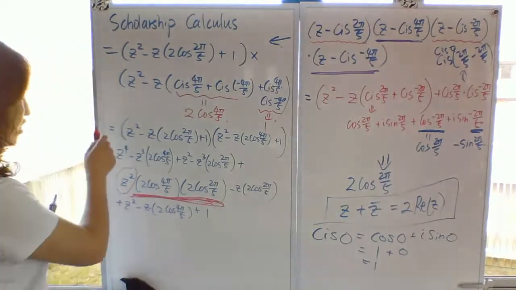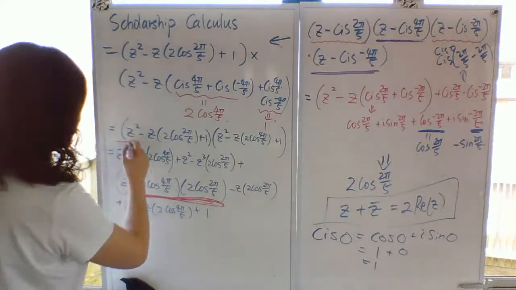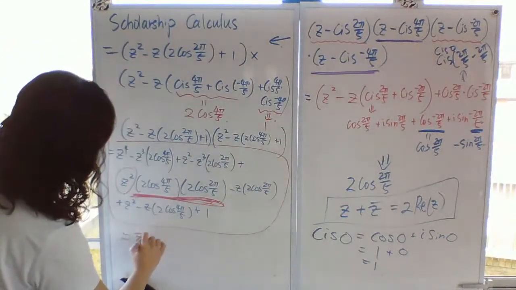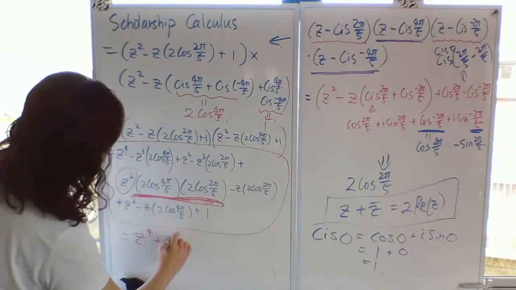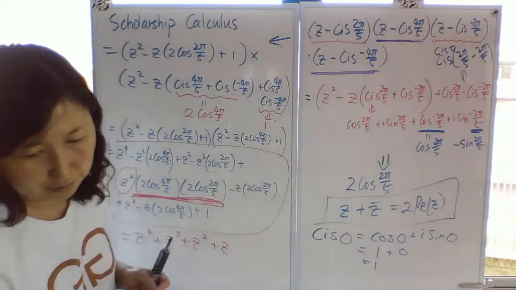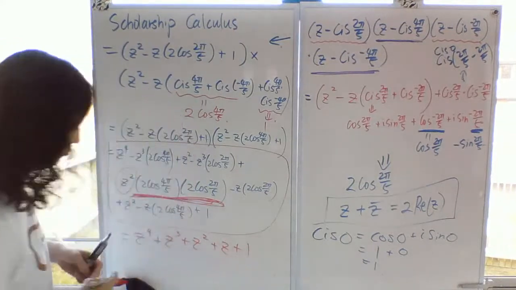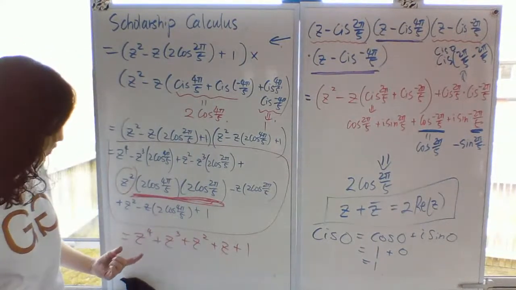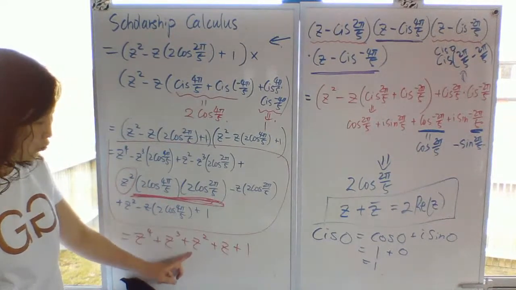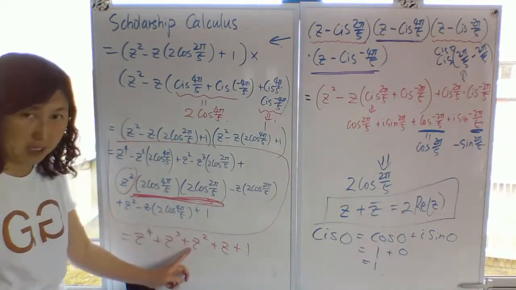Because I know this whole expression is actually equal to z to the power 4 plus z to the power 3 plus z squared plus z and plus 1. Okay, so all I need to do is match the coefficients. So the coefficient of z squared is 1 from here.